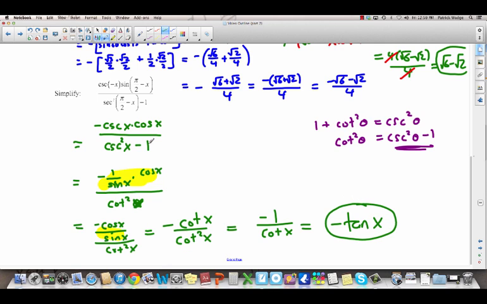Believe it or not, this messy thing we started with up here simplifies to negative tangent x. That's the sort of work you've got to do today.